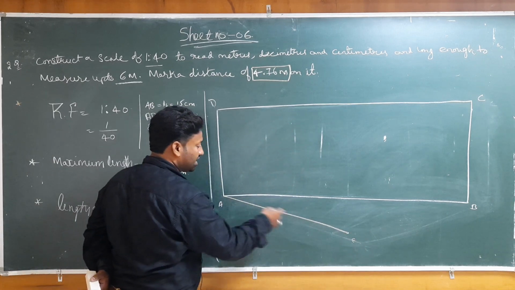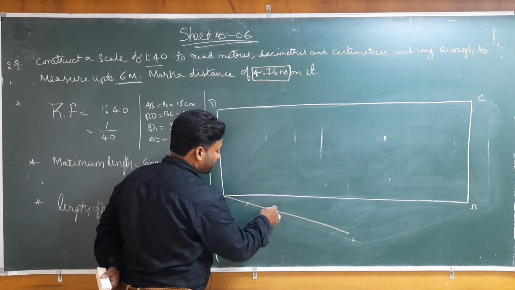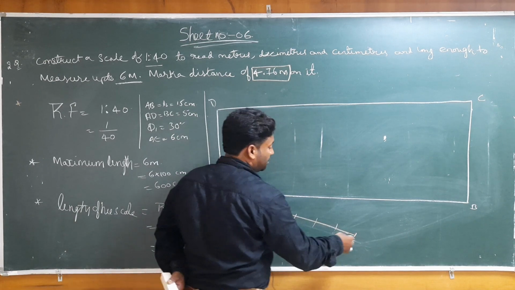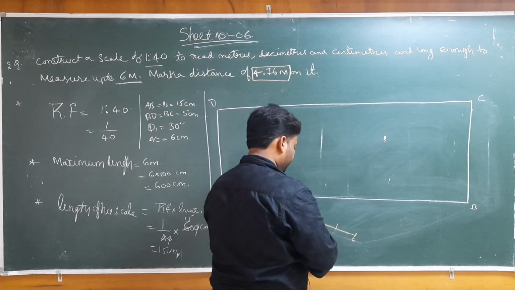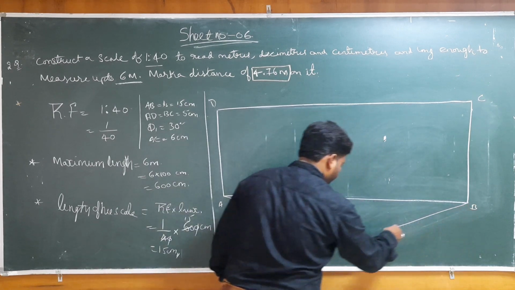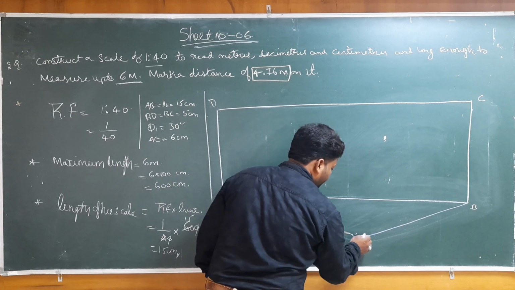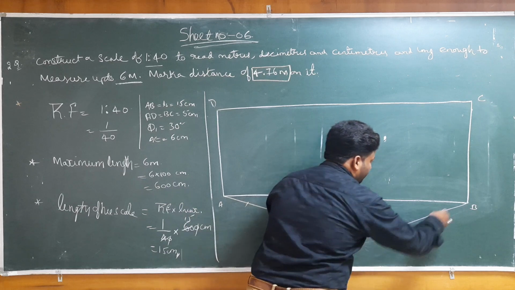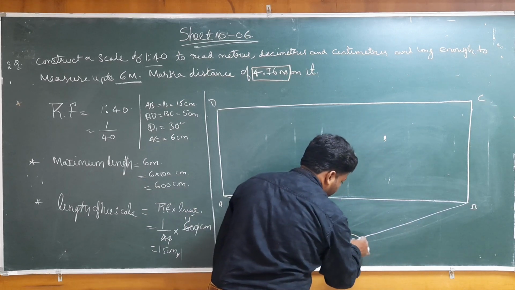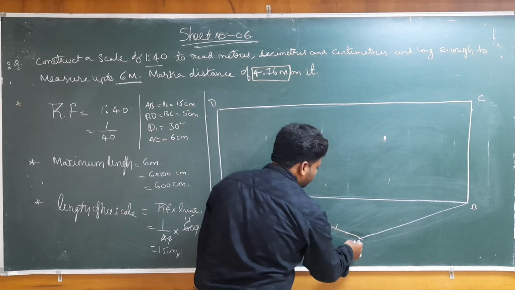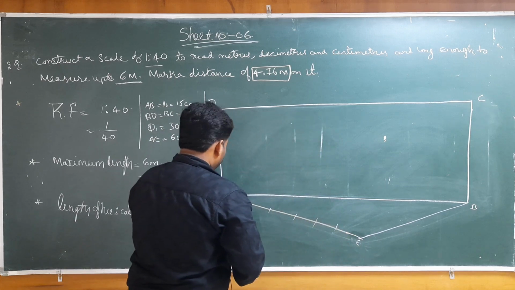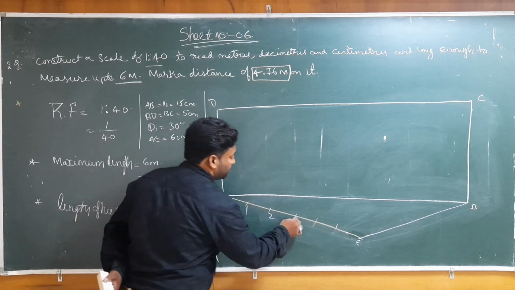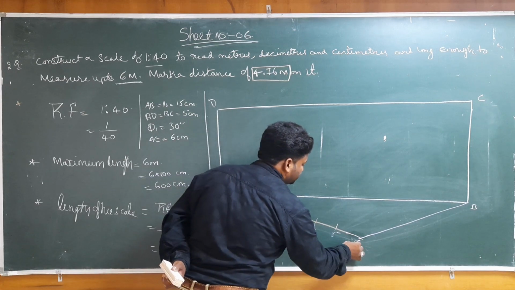In this I am drawing 6 divisions. 1, 2, 3, 4, 5, 6. Now after that, I have to join E to B. Suppose this is our point E, there is nothing but 6 point. So here I will write 1, 2, 3, 4, 5 and 6.